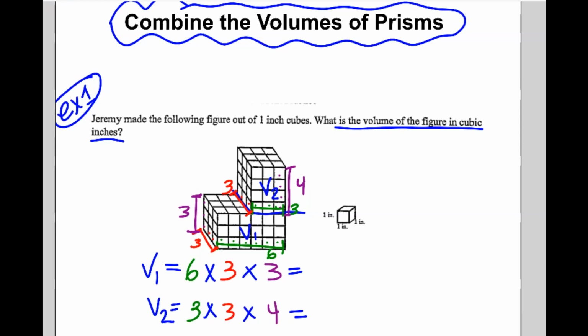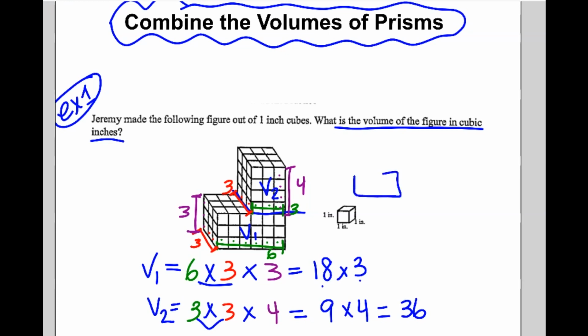Okay, so 6 times 3 for here is 18. So it's going to be 18 times 3. And then down here I have 3 times 3 is 9. So 9 times 4. 9 times 4 I know is 36. But let's get our 18 times 3. I don't know that offhand. So let me go ahead and get my area model. That's a 30. This is a 24. If I add them together, that's 54.